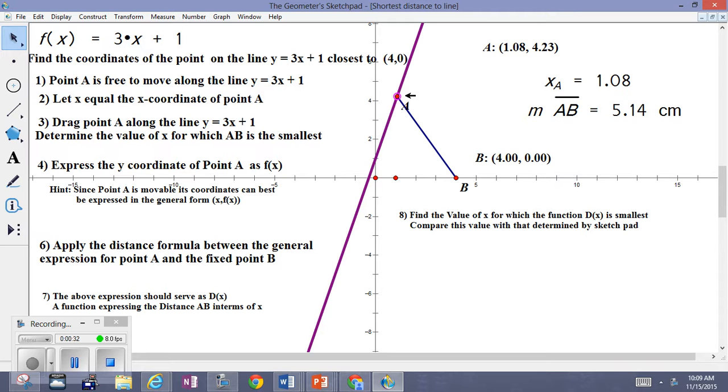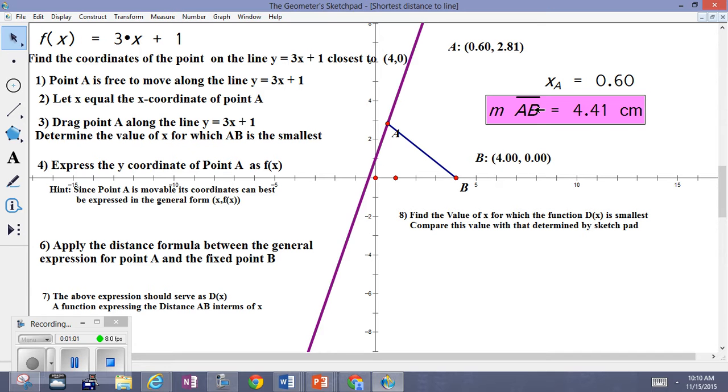Since it's free to move, its coordinates are not fixed, much like they are fixed here at B. As it moves along, it takes on different coordinates, and the distance from A to B is subject to change. We're trying to find when that distance is at a minimum: the coordinates of point A when that minimum is reached, and what that minimum is.